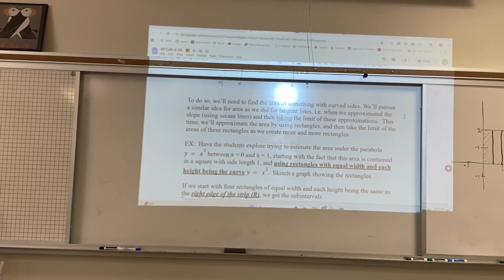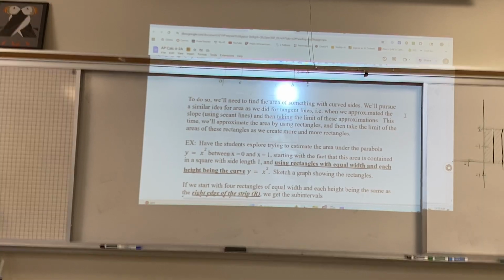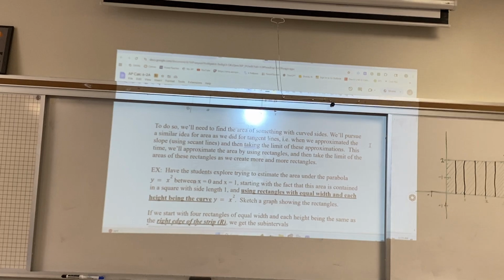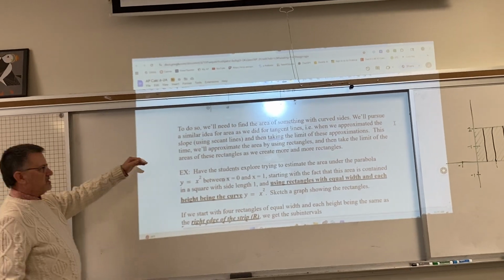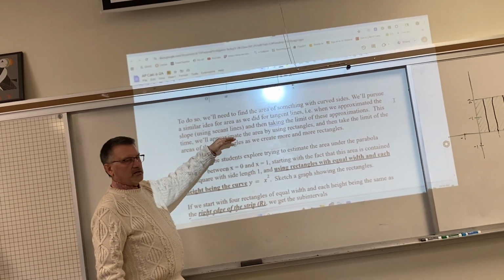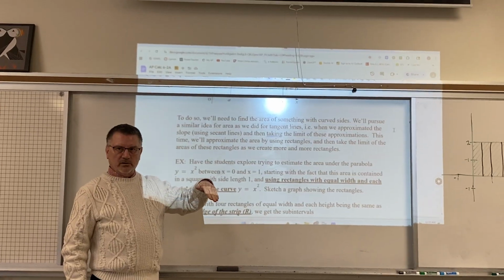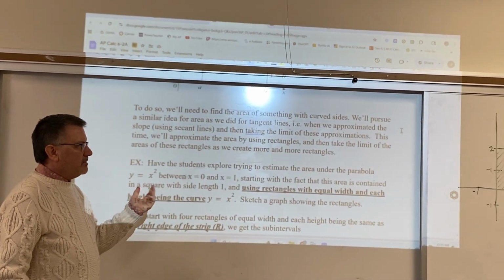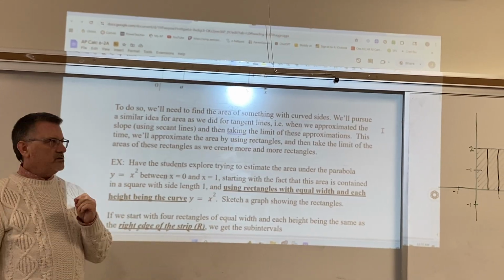We're going to need to find the area of something with curved sides. We'll pursue a similar idea for area as we did for tangent lines. Remember, we approximated the slope using secant lines, then took the limit of these approximations. The secant lines were getting closer and closer to the tangent. So that's what the limit was. That's what we're going to do here.